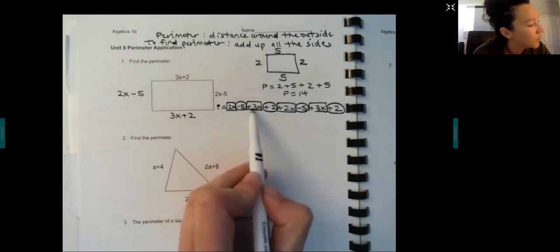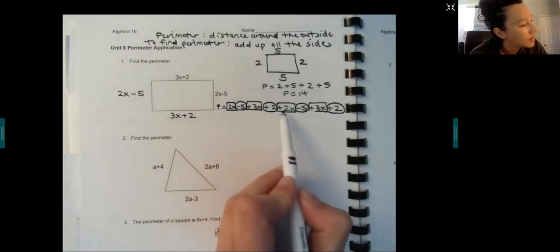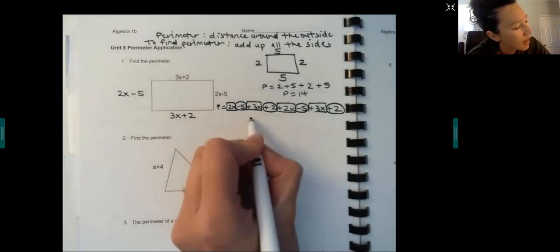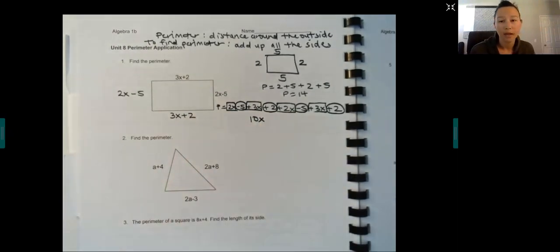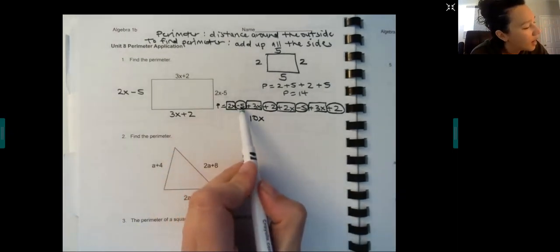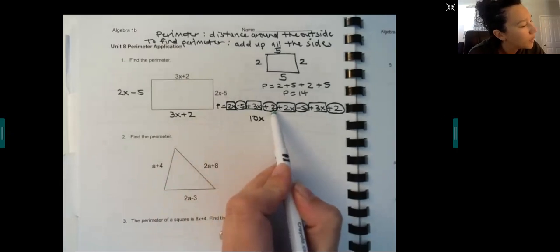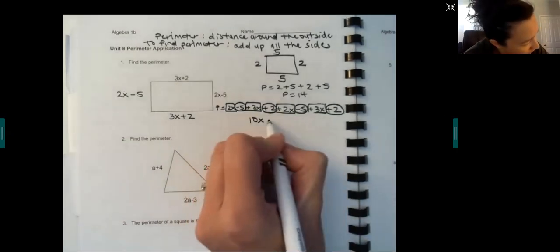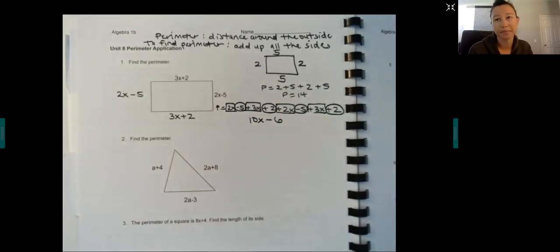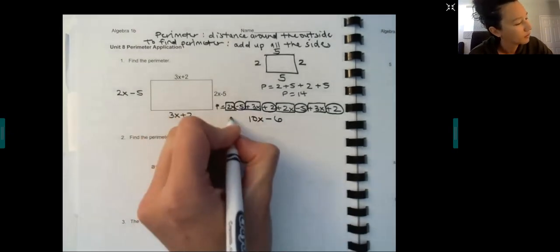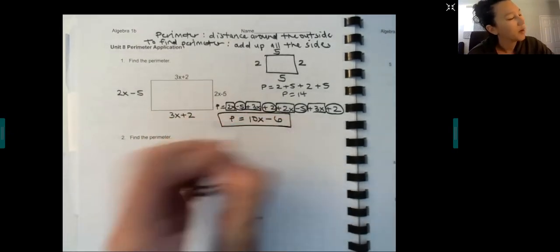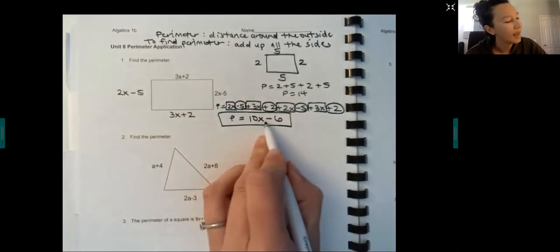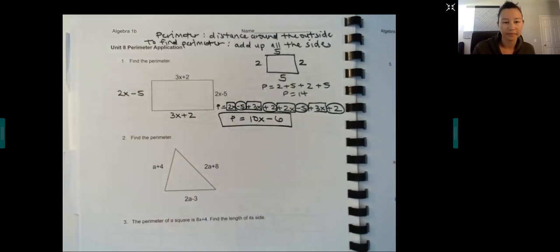So then we can add all of our squares. 2x plus 3x is 5x, plus 2x is 7x, plus 3x is 10x total. And then we can combine all of our circles. Negative 5 plus 2 is negative 3. Negative 3 minus 5 is negative 8, and negative 8 plus 2 is negative 6. So the perimeter of this rectangle, when we add up all the sides, we get 10x minus 6. Any questions on number one?